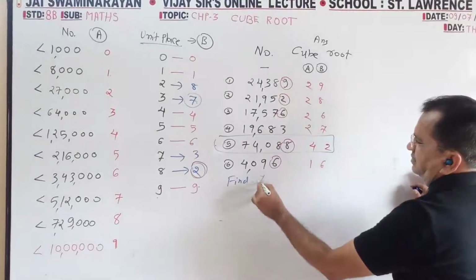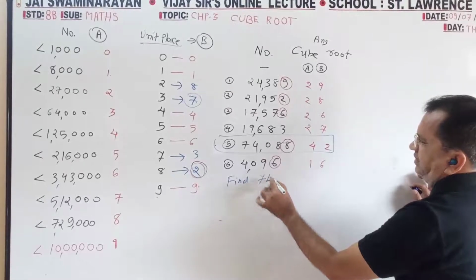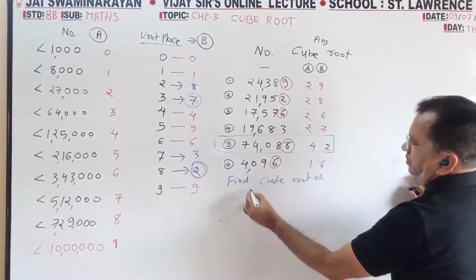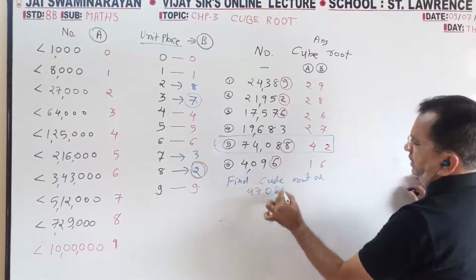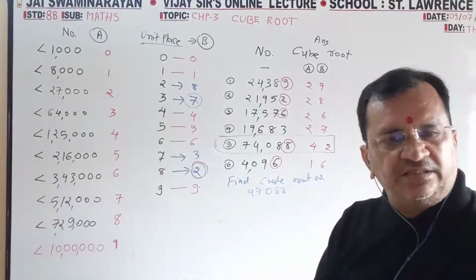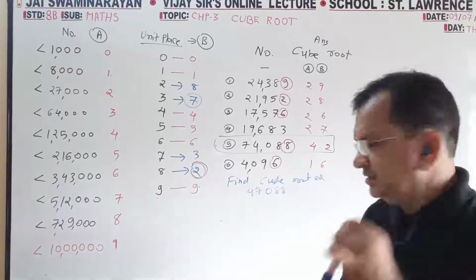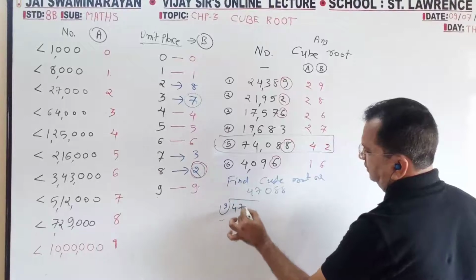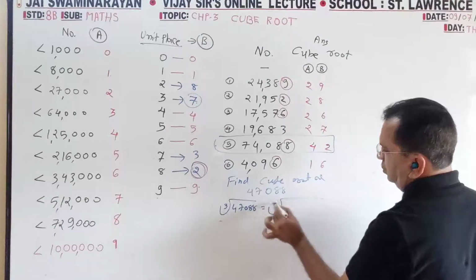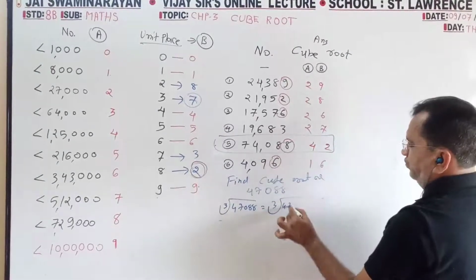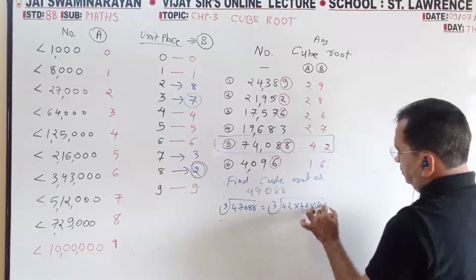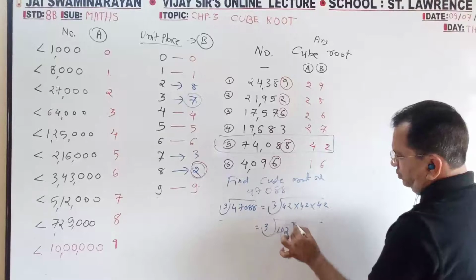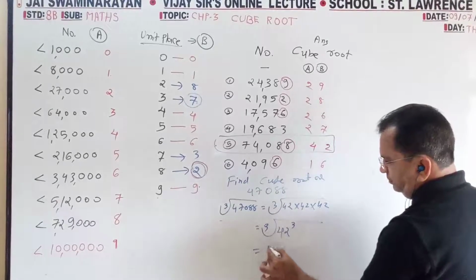Wait. Find the cube root of 47088. Find this answer. So the cube root of 47088 is equal to the cube root of 42. So it is 42, cube root gone.